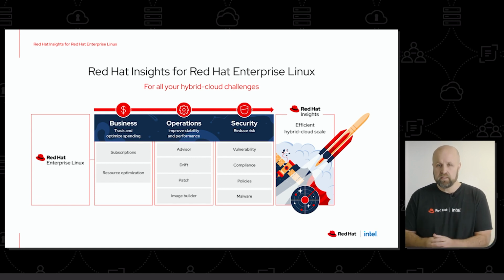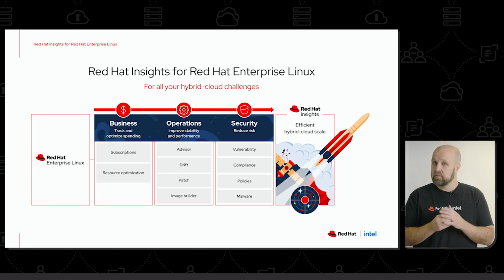And the final domain is the security domain. So the first one there is vulnerabilities. So we'll proactively notify you of known vulnerabilities across your fleet of systems. And again, it doesn't matter where that Red Hat Enterprise Linux system is actually running, that vulnerability will show up in the console regardless of where.